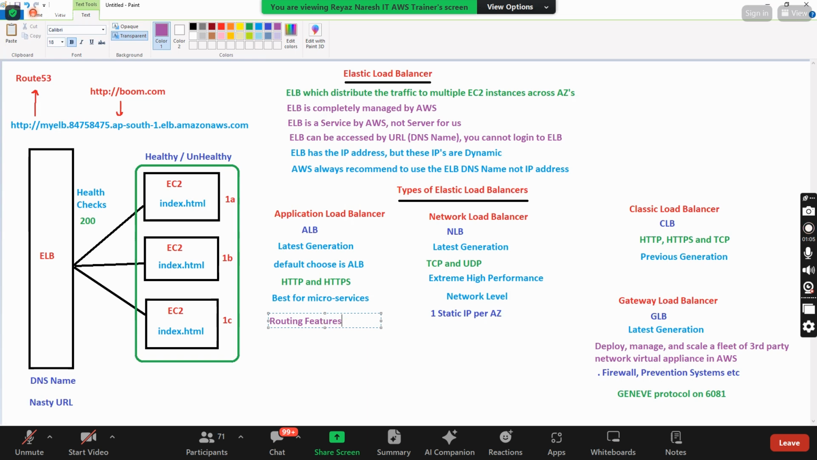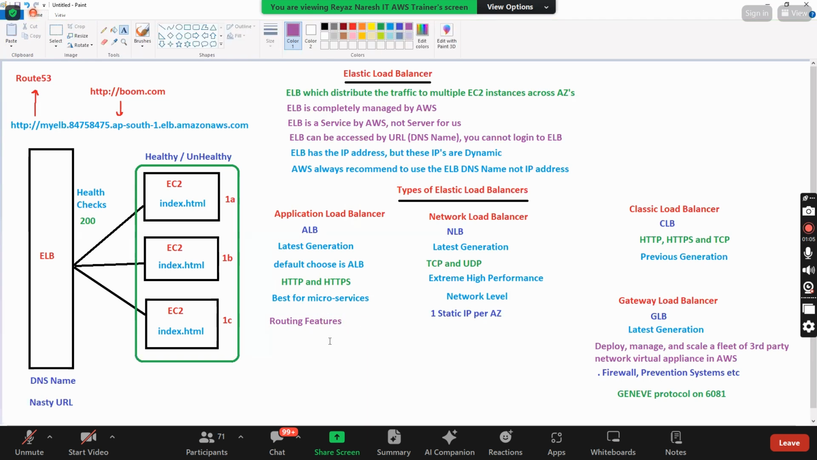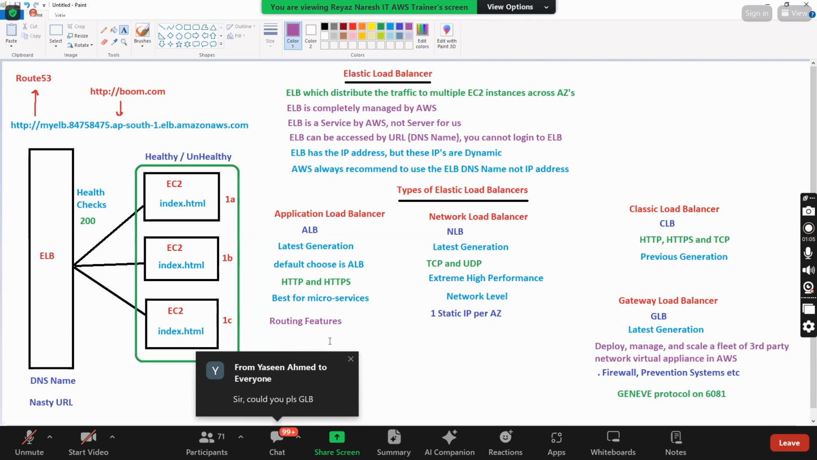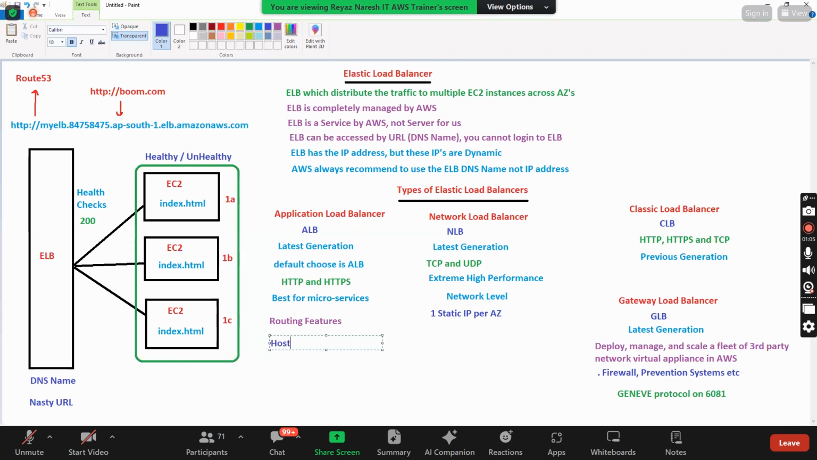Now we have something called routing features. As we are using application load balancer, let us go a little bit deeper there. So what routing features do we have? We have something called host-based routing, path-based routing, string parameter routing, etc.